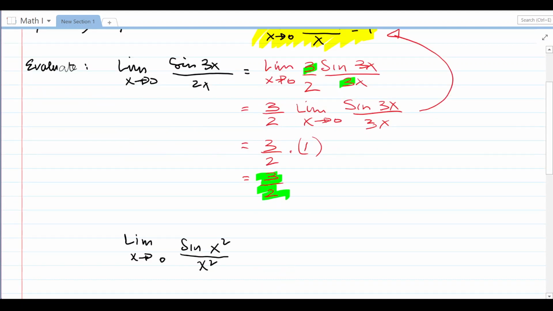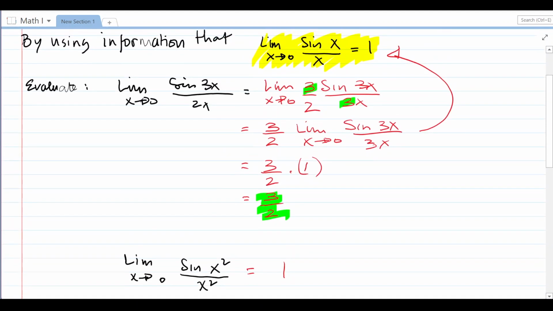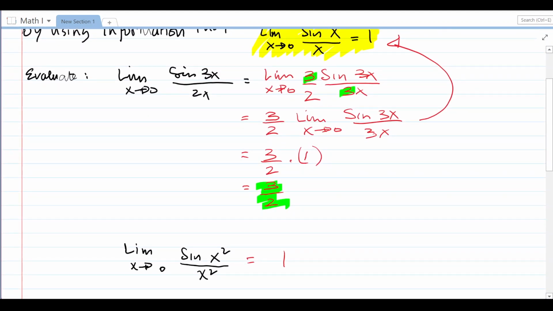Okay, let's try another one. Evaluate the limit of sin x squared over x squared as x approaching 0. In this case, we can actually go straight to the answer, which equals 1, because it's exactly the same as the problem here. We are given x squared over x squared as x approaching 0. So the answer is 1.